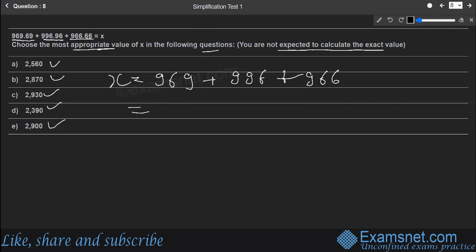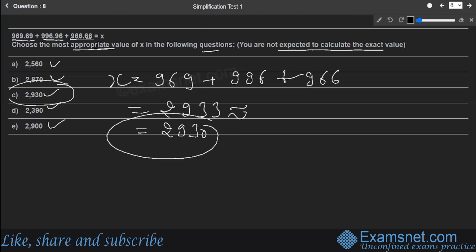And if we add these numbers, this is coming out to be 2933, which can be approximated to 2930. See, the only number that is close to this 2933 is 2930. So that's what it can be approximated as, and that becomes the right answer. Again, option number C is the right answer.